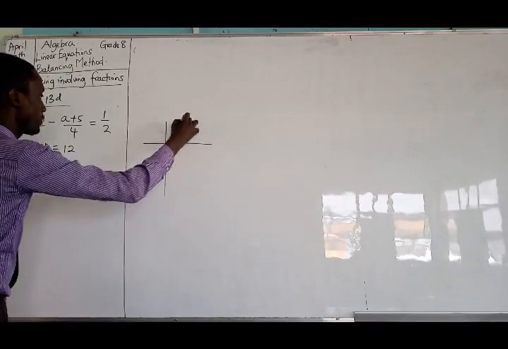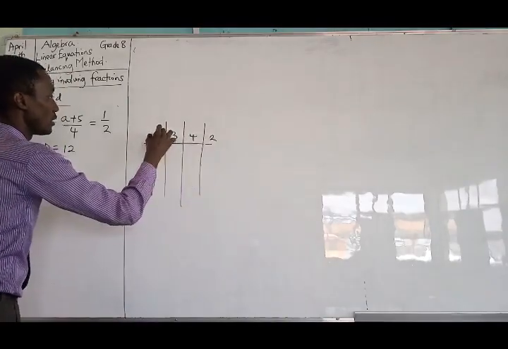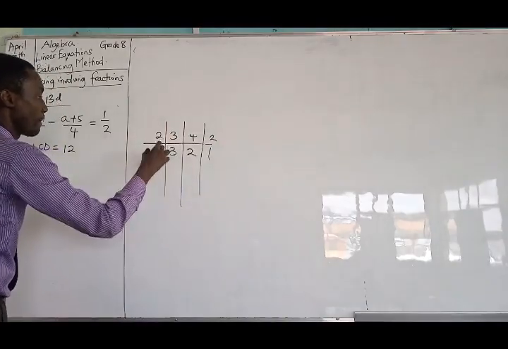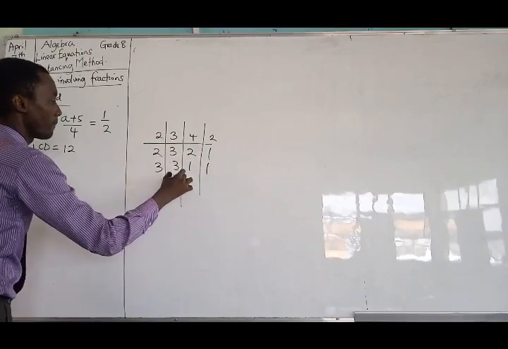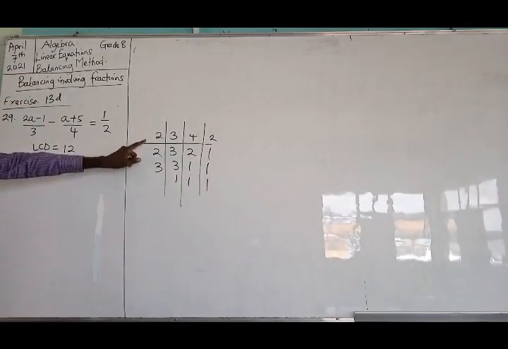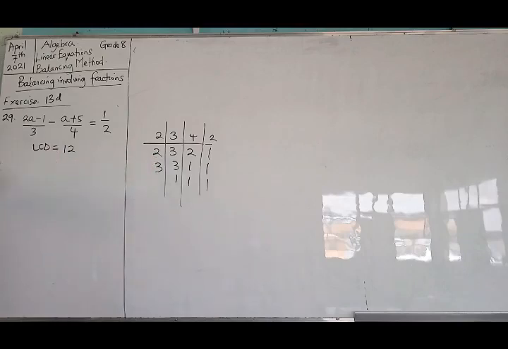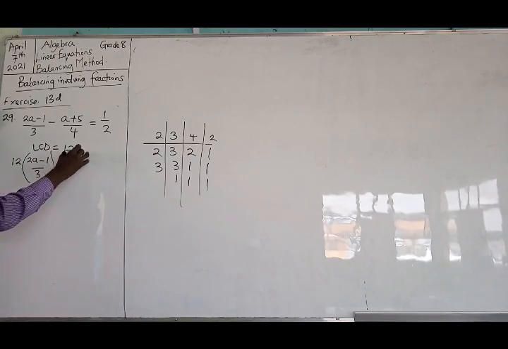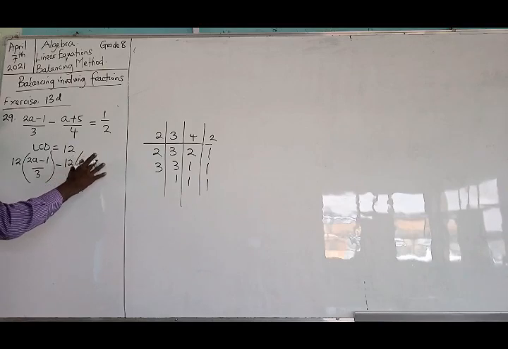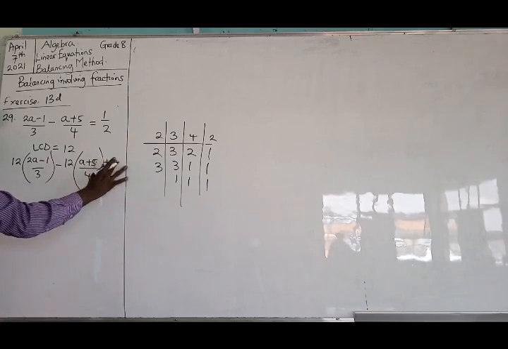Just by way of helping you remember what has happened. So the LCD becomes what? 2 times 2 times 4. So that's 12. So you multiply each of the terms by what? 12. So this will be 12 multiplying 2a minus 1 over 3 minus 12 multiplying a plus 5 over 4 equal to 12 over 2.